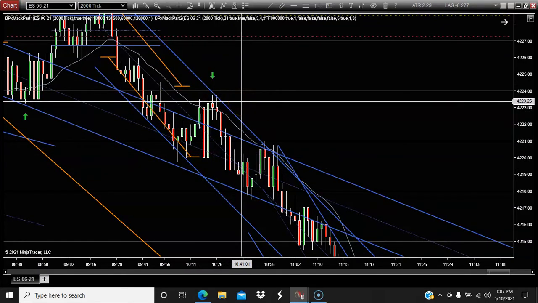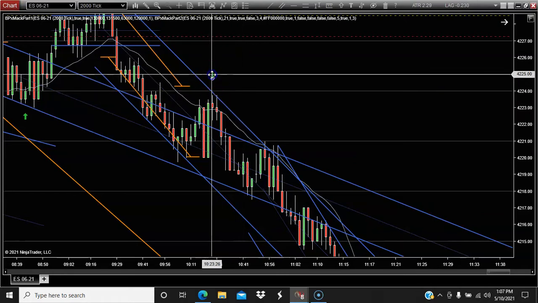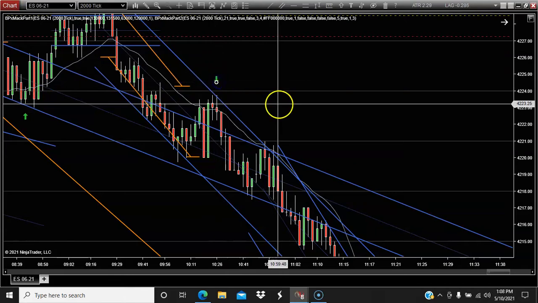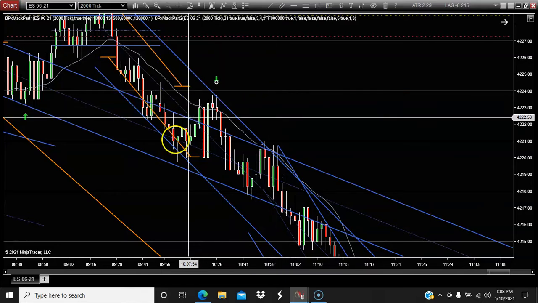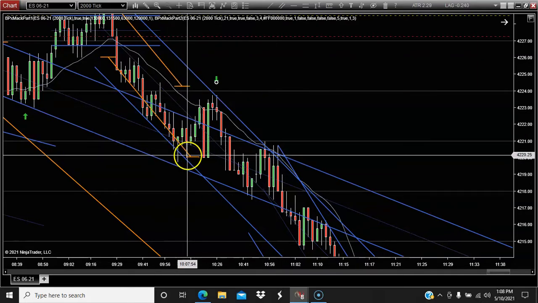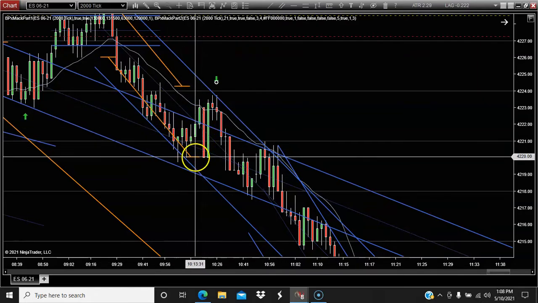I guess I was just looking at this. I was probably looking at this or something. I guess I was just looking at that as a trap because it's not really a second entry. This would be the second entry.